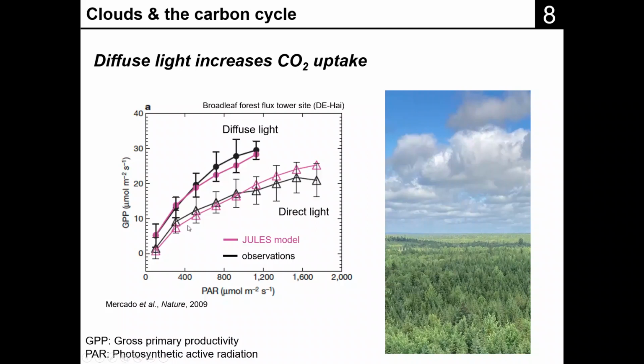And then you see that for the same light intensity, under direct light the productivity will be much less than under diffuse light. And that brings us to really the importance of understanding how direct and diffuse light is partitioned. And that is related really a lot to cloud development. So we really need to understand how clouds develop and how they feed back to the surface to understand photosynthesis.